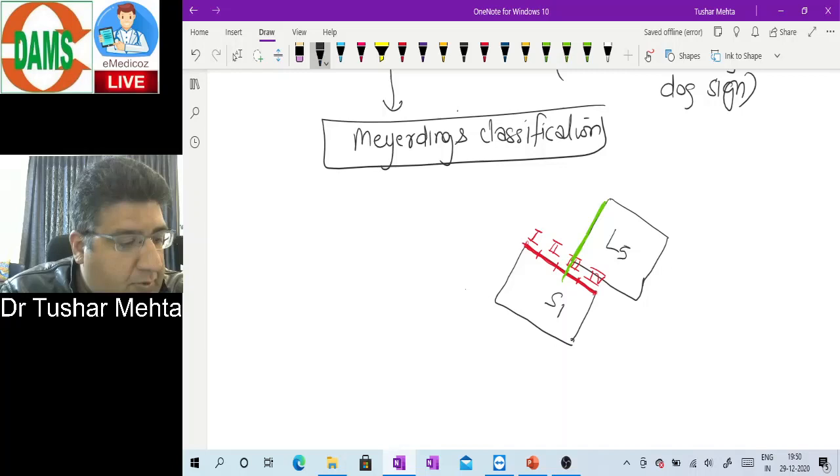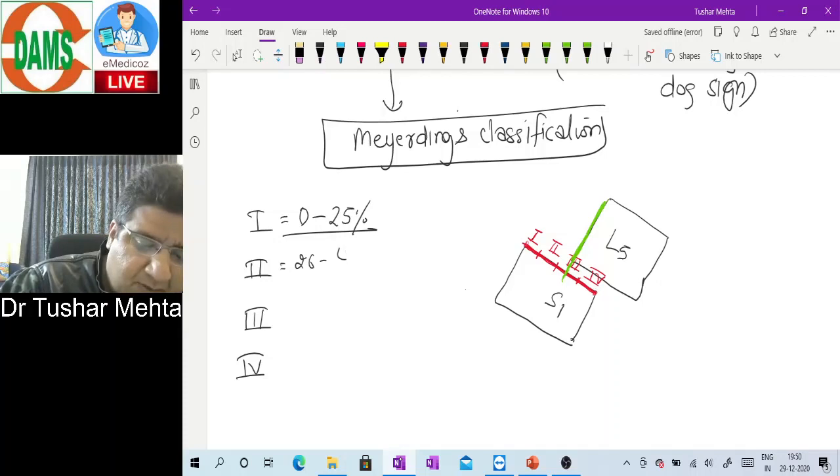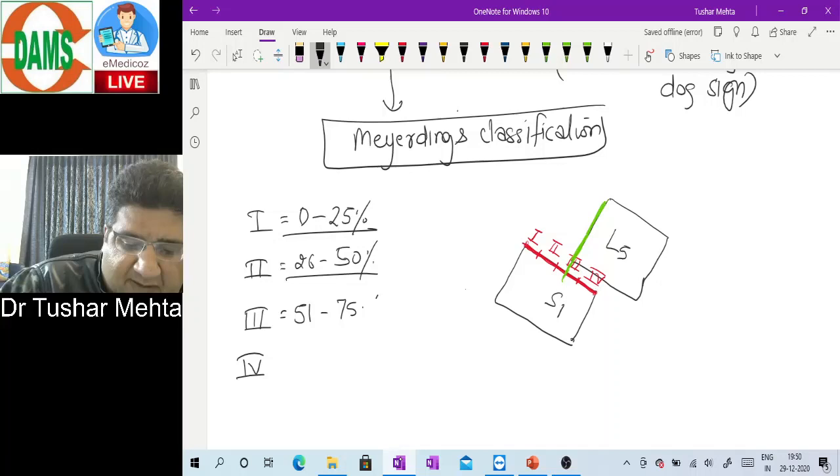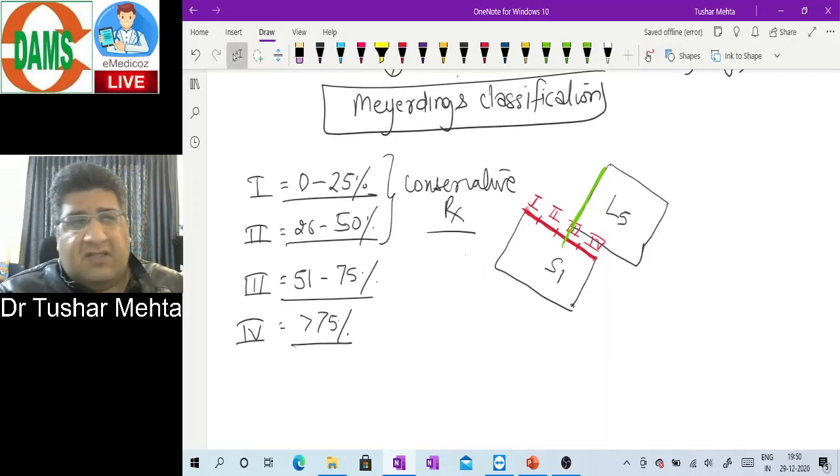So you have four groups of listhesis according to the Meyerding's classification. 0 to 25% is category 1. 26 to 49%, or rather 50%, is category 2. 51 to 75% is category 3. More than 75% is category 4. Now these are treated conservatively. When I say conservative treatment, that means exercises, muscle strengthening, a lumbar belt.